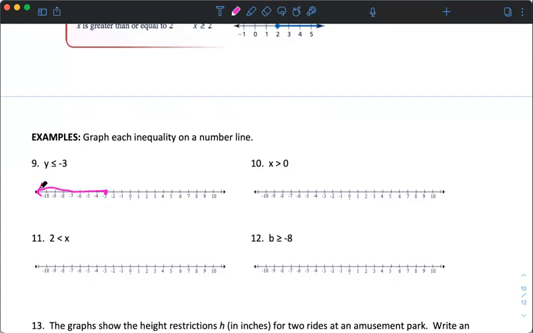Make sure that when you draw your solution or you shade your number line, that you also include the arrow. If you don't include an arrow, it's not correct because you're saying that your solution ends at some point. So the arrow means that it goes on forever.